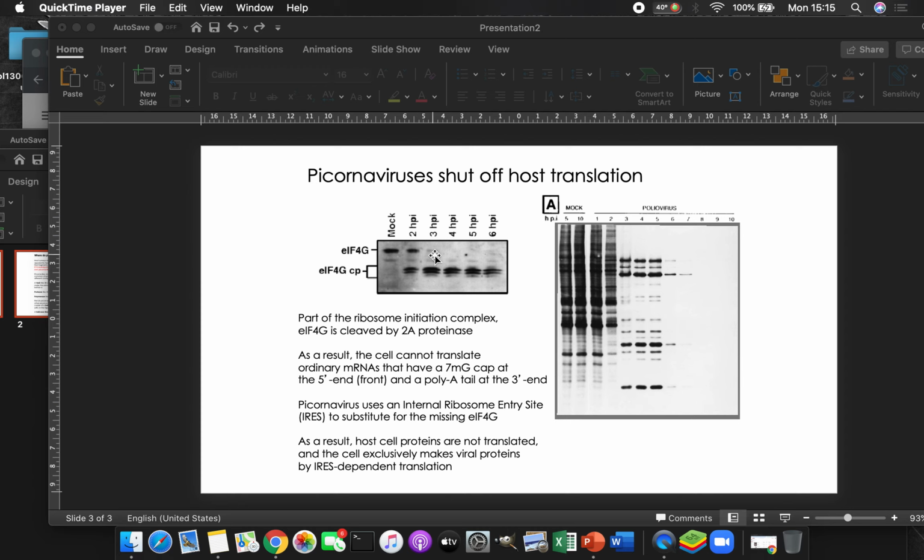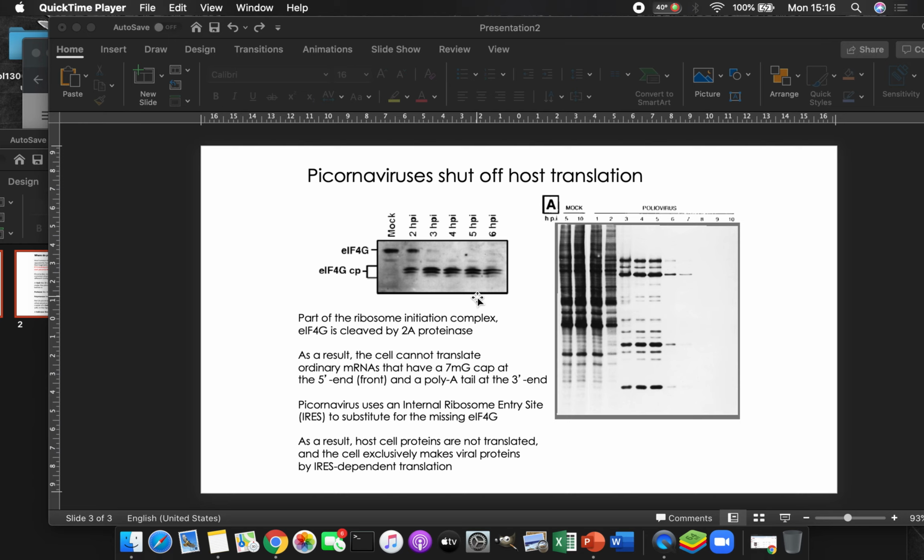Look how much factor 4G is left in the entire cell. It's something like 5% of the total. And then by the time you get to 4 hours, 5 hours, 6 hours, there is absolutely no factor 4G left in the cell. And with no 4G, there can be no more cap-dependent translation. And so the virus has won, and the cell is dead but doesn't know it yet.